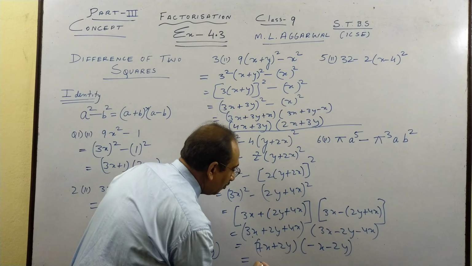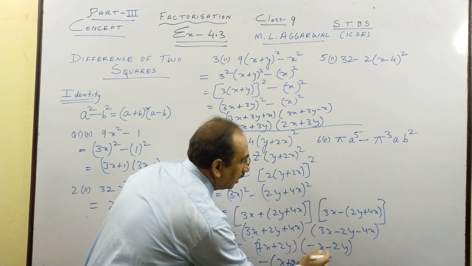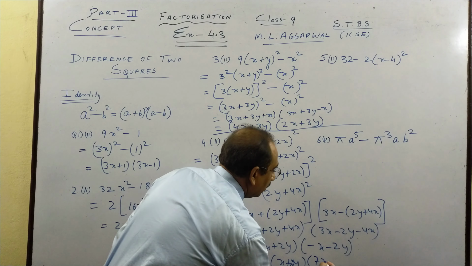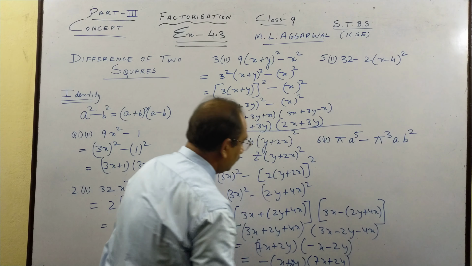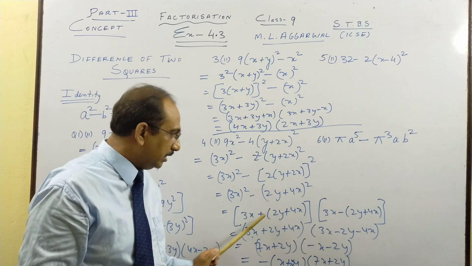Since minus is common, I'll take out minus. This will become x plus 2y, and this I'll write here 7x plus 2y. So once more, very similarly I have come to this. First thing plus second thing, first thing minus.